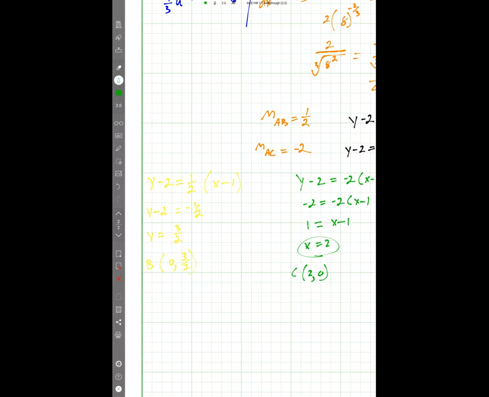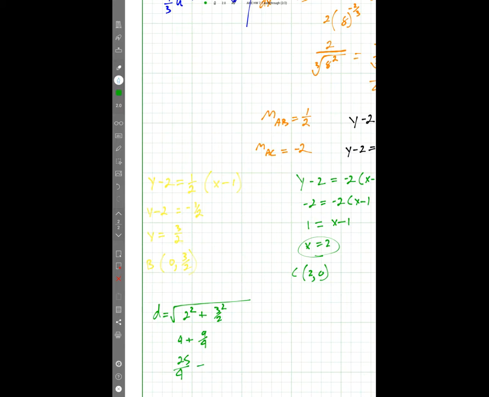So our distance is going to be the square root of change in x squared, so that's 2 squared, plus change in y squared. 4 plus 9/4, it's going to be 16, so it's 25 over 4. And then the square root, 5/2 is the distance between B and C.